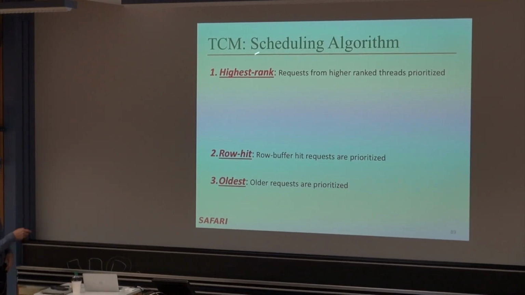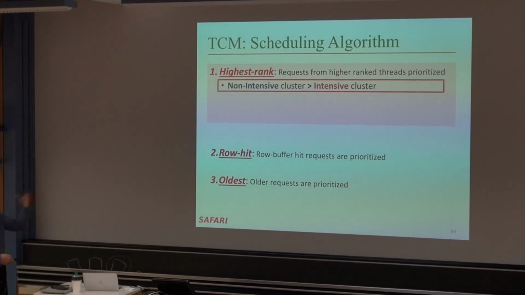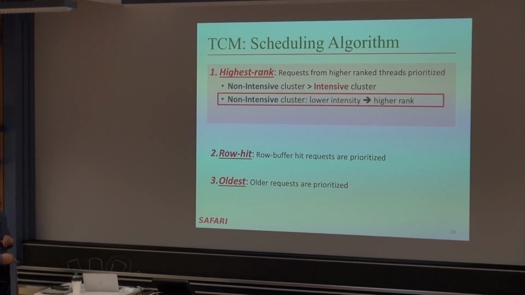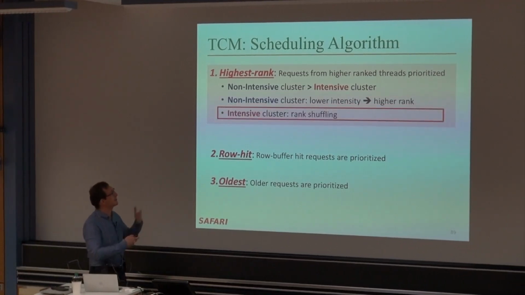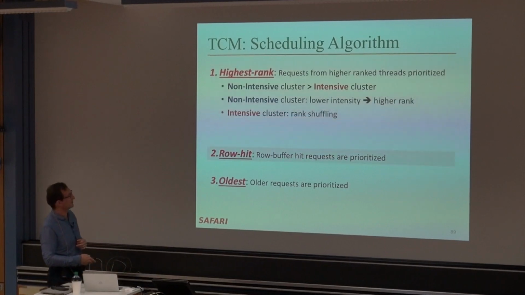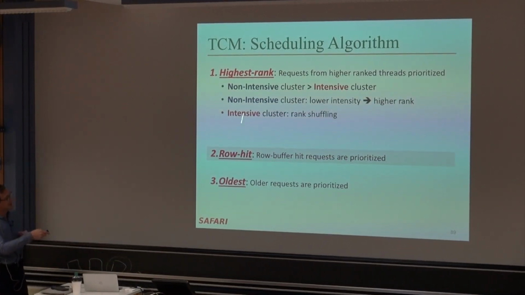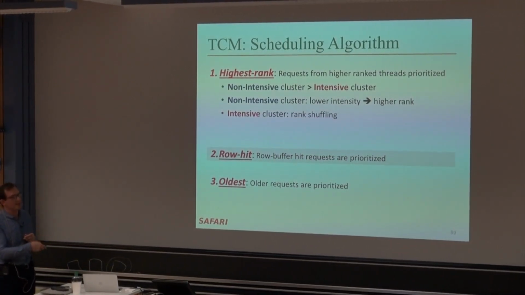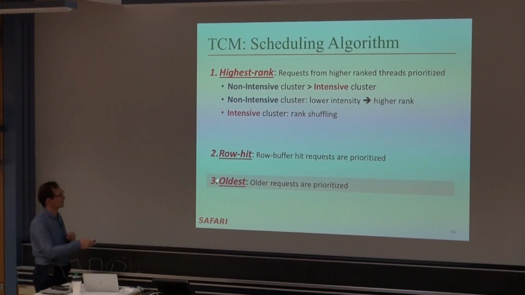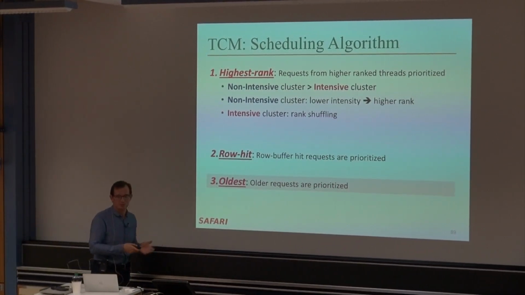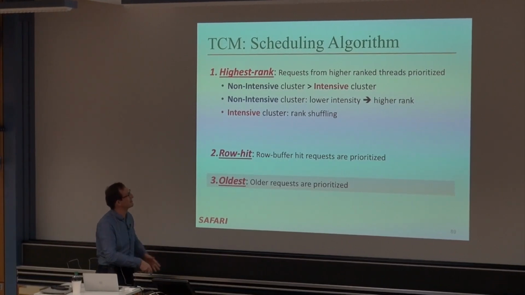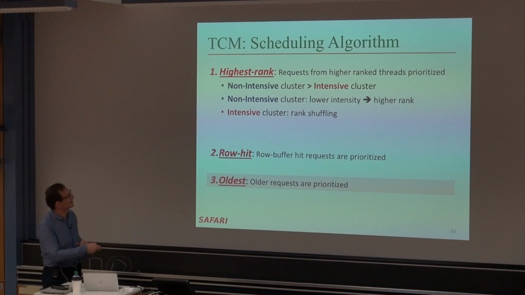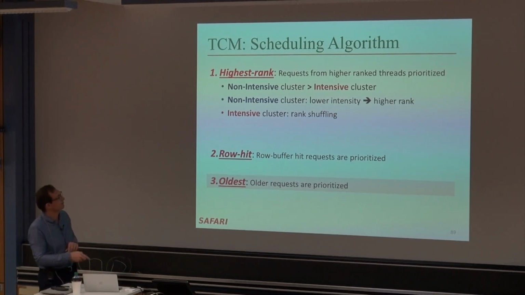The highest priority is the highest ranked thread. Requests from higher ranked threads are prioritized over others, which means that the non-intensive cluster is prioritized over the intensive cluster. Within the non-intensive cluster, lower intensity threads have higher rank. Within the intensive cluster, you get rank shuffling. Everything else being equal, row hit requests are prioritized over others, and everything else being equal, older requests are prioritized over others. So once you know all of this, priority-based scheduling is easy. The difficulty is doing all of this over here.